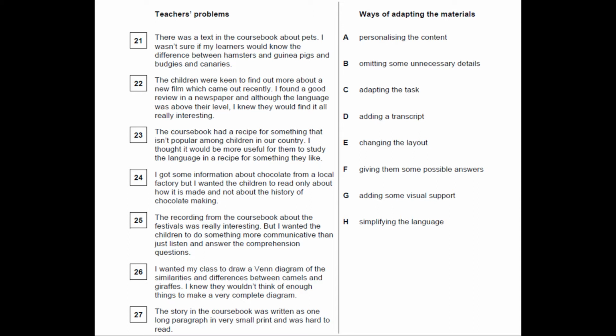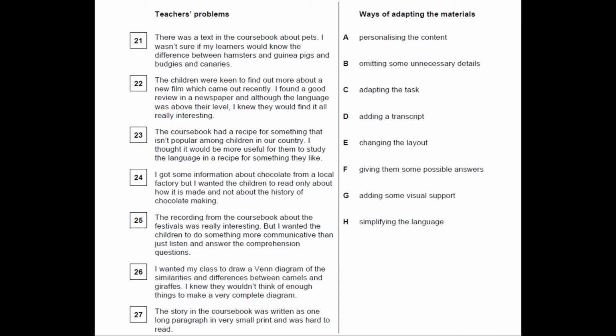23. The course book had a recipe for something that isn't popular among children in our country. I thought it would be more useful for them to study the language in a recipe for something they like. This is personalizing the content. 24. I got some information about chocolate from a local factory, but I wanted the children to read only about how it is made and not about the history of chocolate making. This is omitting some unnecessary details.